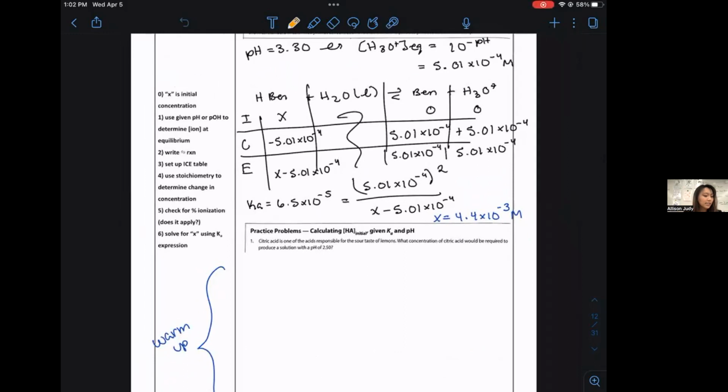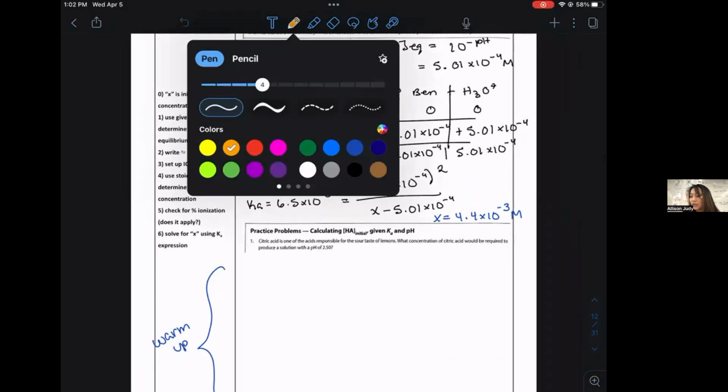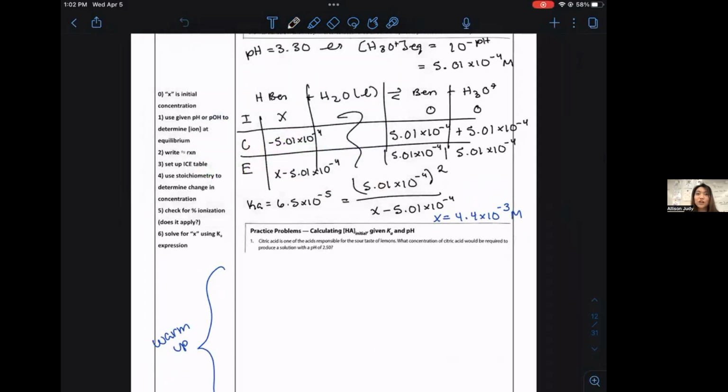So out of curiosity, what did you guys get for this first one? You were given that pH is equal to 2.5. So hopefully, guys, you have good news to share with us?